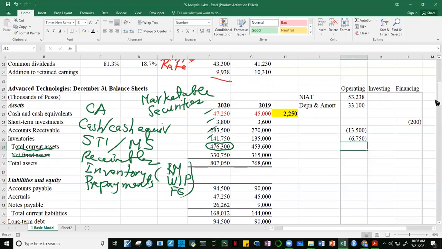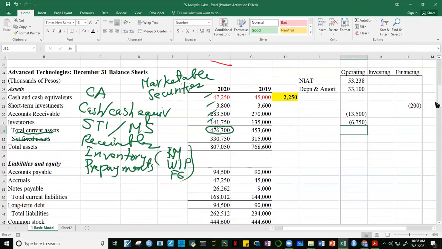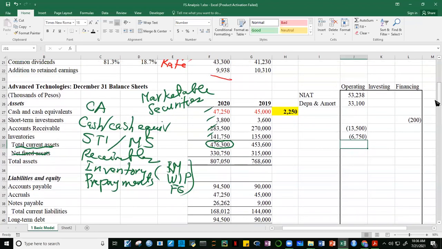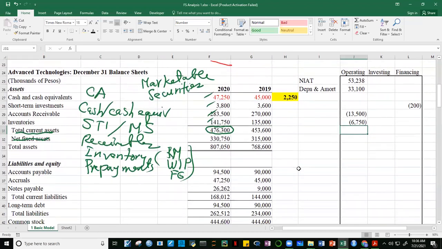Okay. Any questions so far? None, sir. Okay, very good. We go down the line, guys. So okay na tayo sa total current assets. Net fixed assets. 2019 yung net fixed assets natin 315. Tapos 2020, 336,750. Saan papasok to? Operating, investing, financing. Where will this fall under? Fixed. Investing.